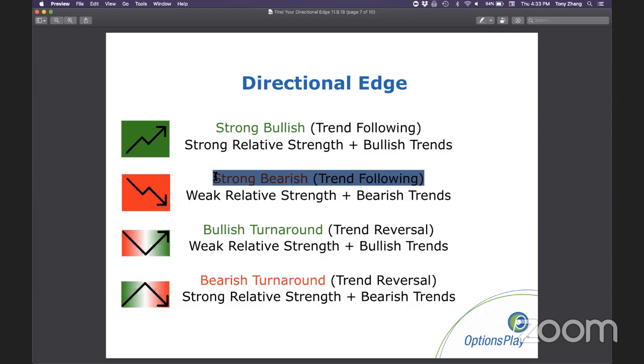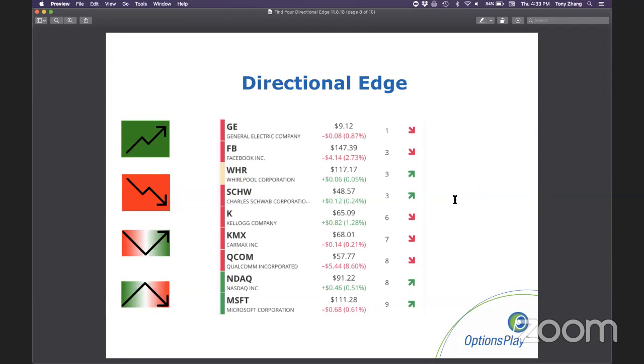Conversely, strong bearish is just the exact opposite. This is where you have a stock with weak relative strength, so a stock that's underperforming the overall market, and it's exhibiting bearish trends. So these are both trend following methods, very easy to remember. And what I have is a few different examples here.